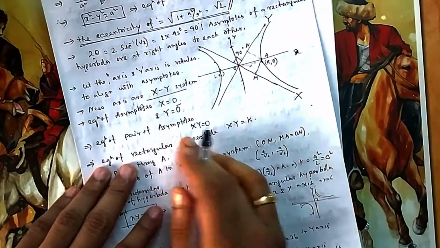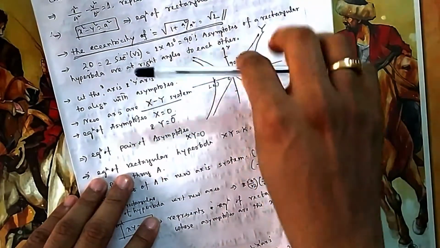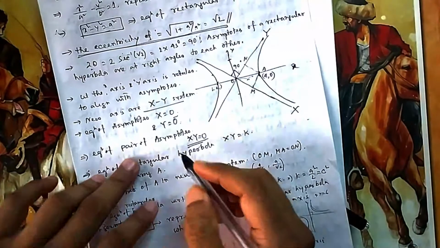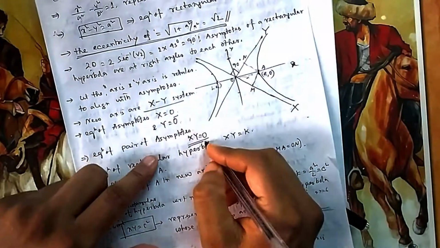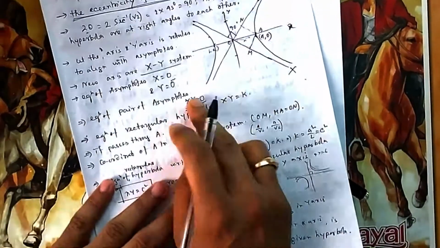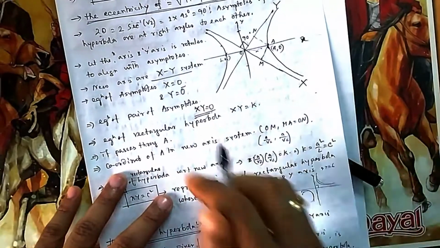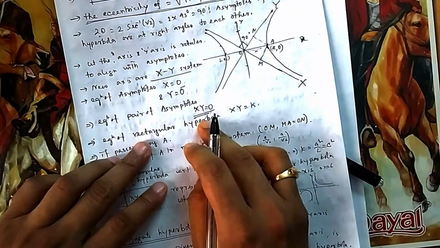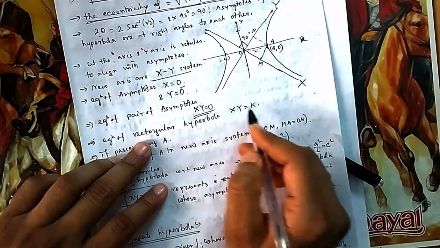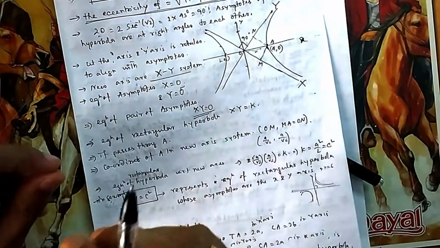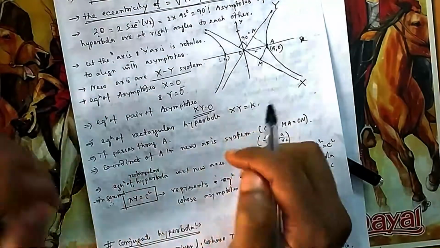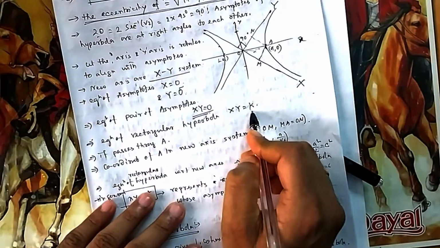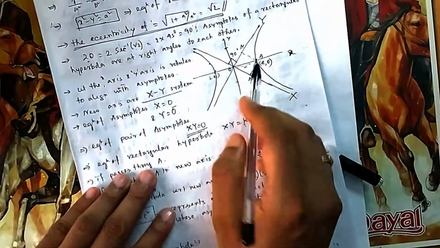And the equation of the pair of asymptotes: if you take the product of these two, this is the pair of asymptotes, a pair of straight lines. Now what is the difference between these and the rectangular hyperbola equation? There is only a difference of a constant, that we have seen. The pair of straight lines and the original hyperbola differ by a constant. So let me take this as k. Now it is passing through this point A.